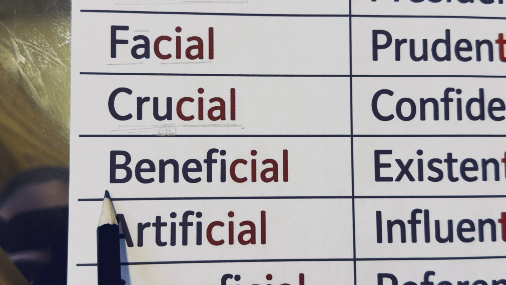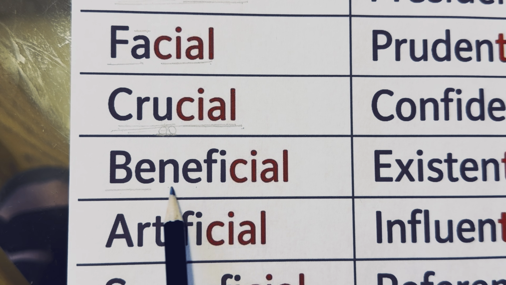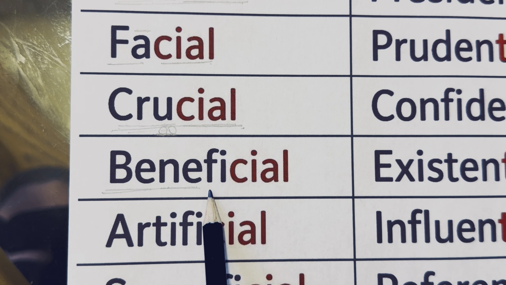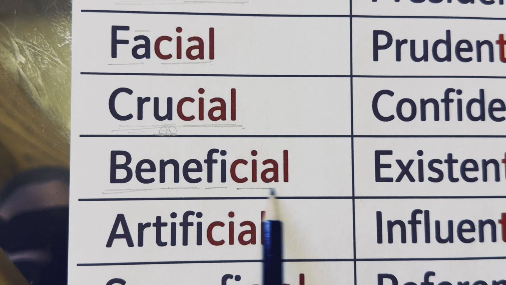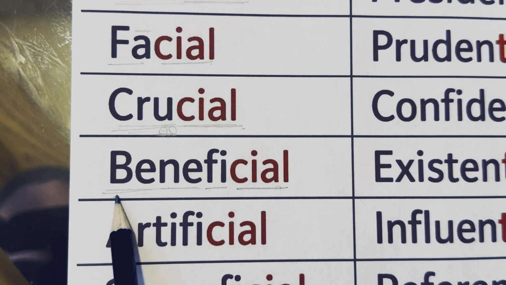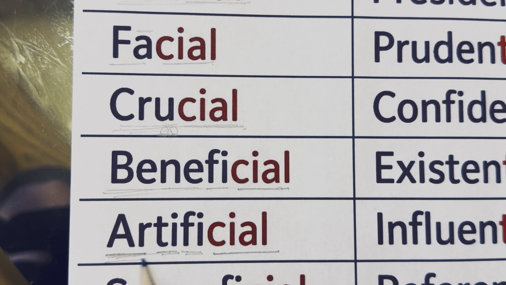B, E, be, ne, fi, beneficial, beneficial. This is another digraph. A, R, T, I, fi, shall, artificial, artificial.